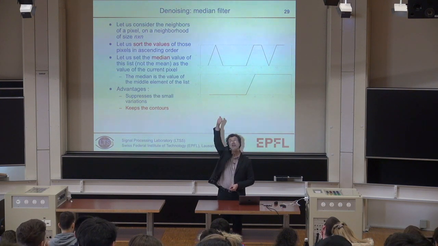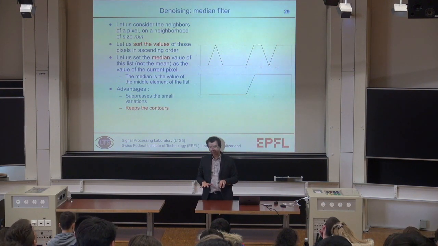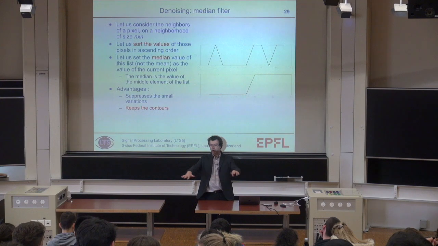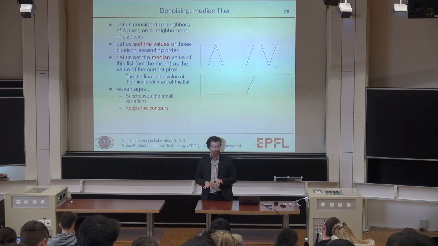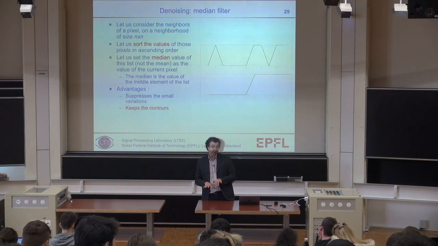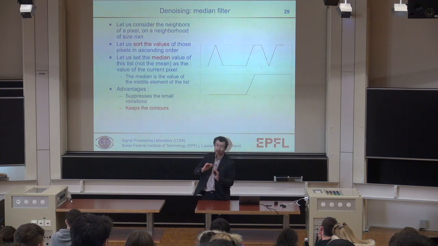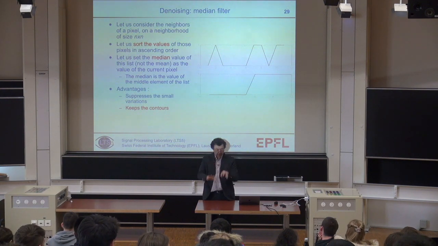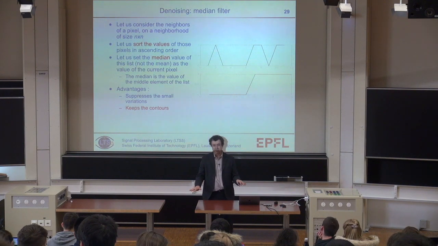So one white pixel in the middle of black pixels, the median will always be the value of the black pixels, right? The mean would not be the same. The mean would be something in between. But the median will be the value of the black pixels.